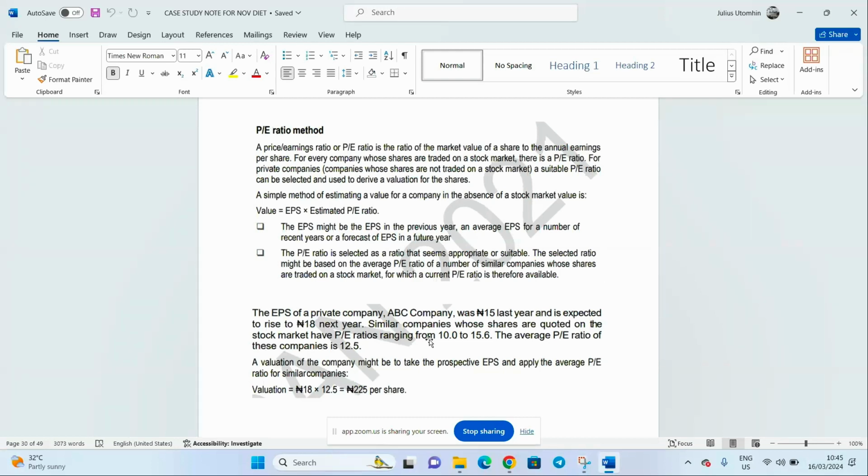of the industry standard. So, a value of the company might be to take the prospective EPS and apply the price earning ratio of similar companies. What they are trying to say is for us to value the company using the price earning ratio method, it will be earning per share times average price earning ratio, which is 18 times 12.5. If you have any question, ask before we move further, please.